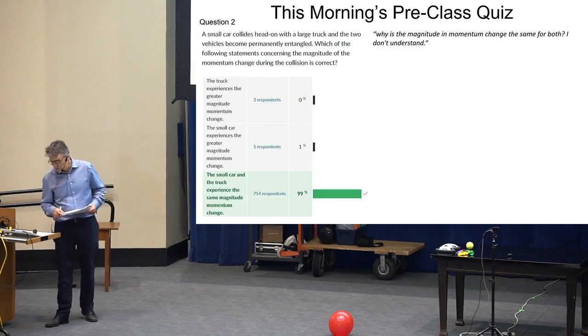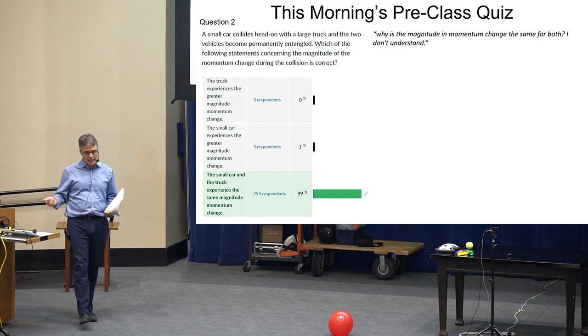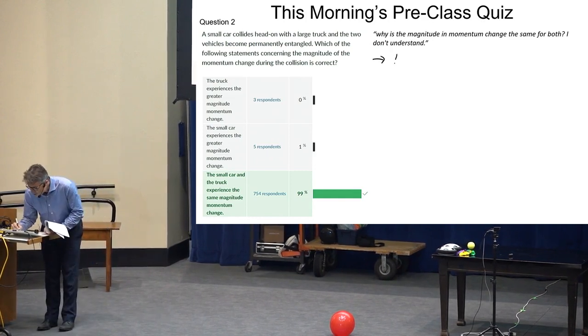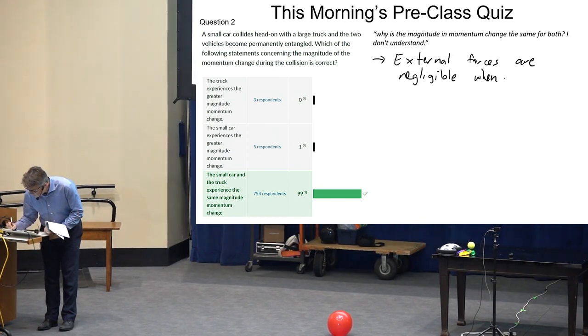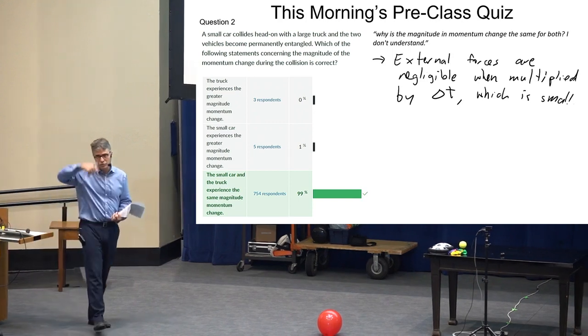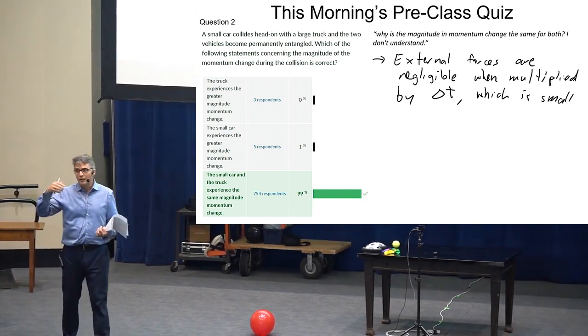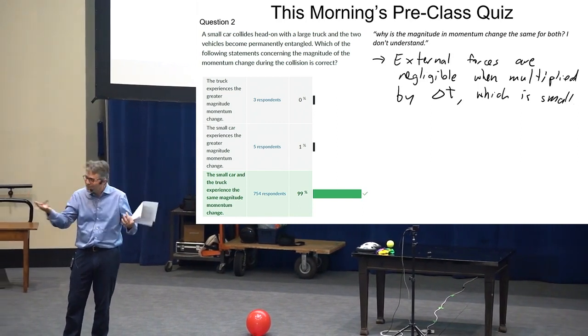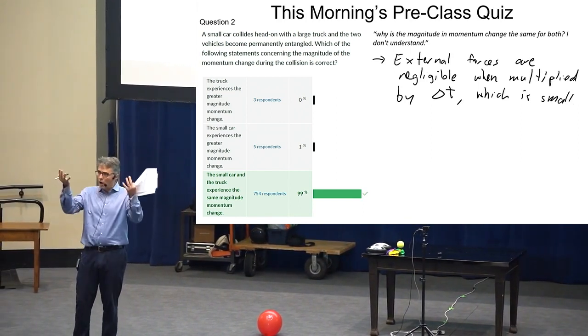This one confused some students, so you've got a collision. The idea here is that external forces are negligible when multiplied by delta t, which is small. So there are a few very important forces. There's gravity, but that's usually down. Another very important force during a collision is going to be the friction from the ground on these cars.